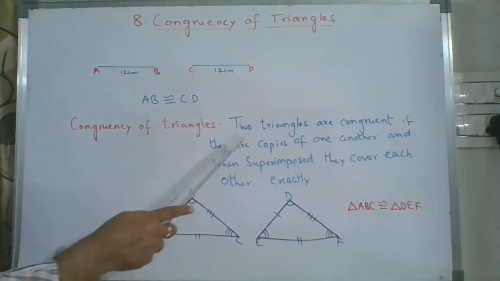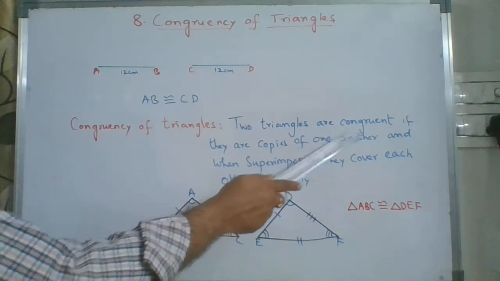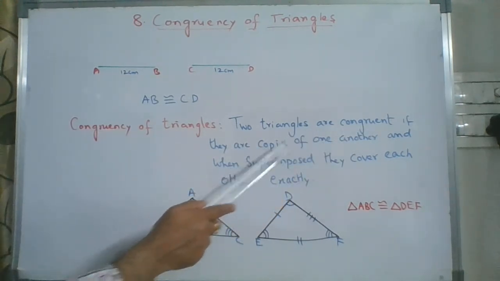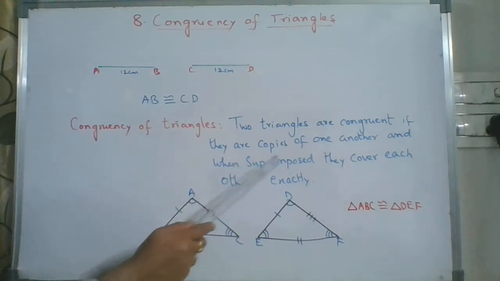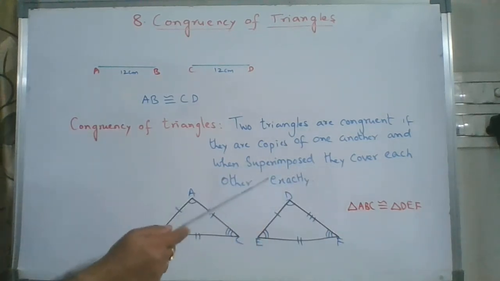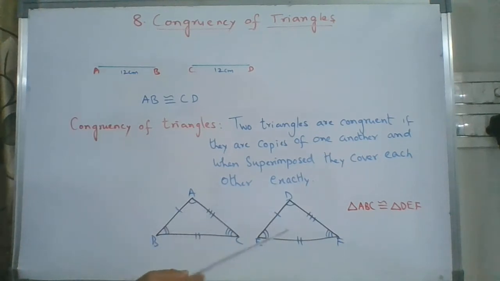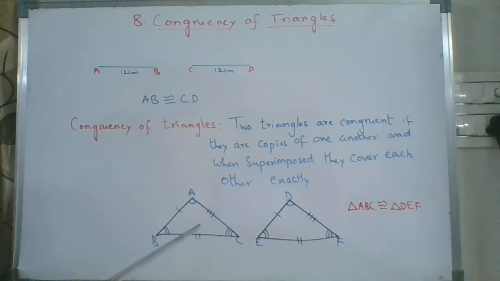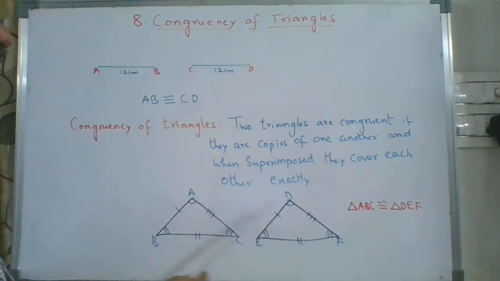Two triangles are congruent if they are copies of one another, and when superimposed they cover each other exactly. As I showed you, when two triangles are placed one upon the other, they cover each other exactly, meaning the edges cover exactly. Then therefore these two triangles are known as congruent triangles.